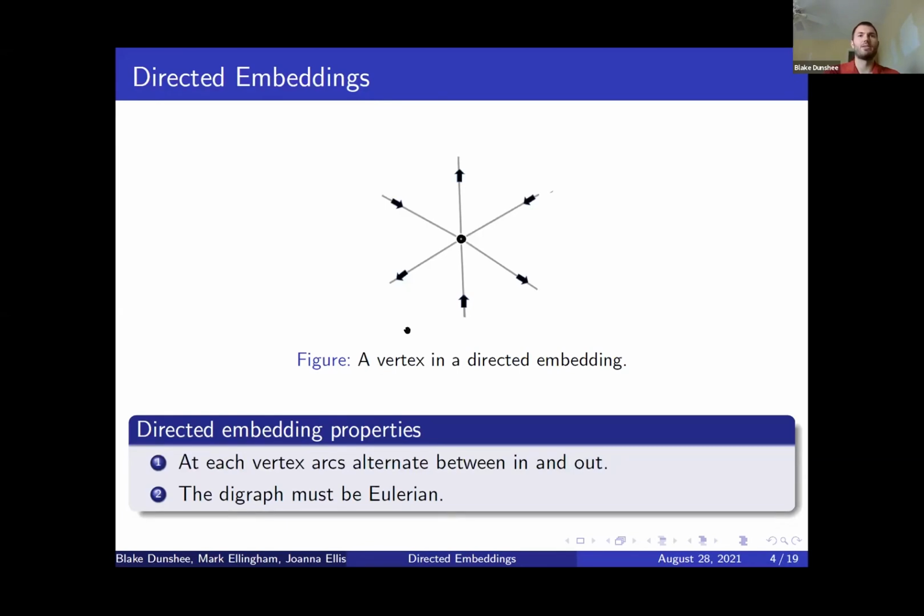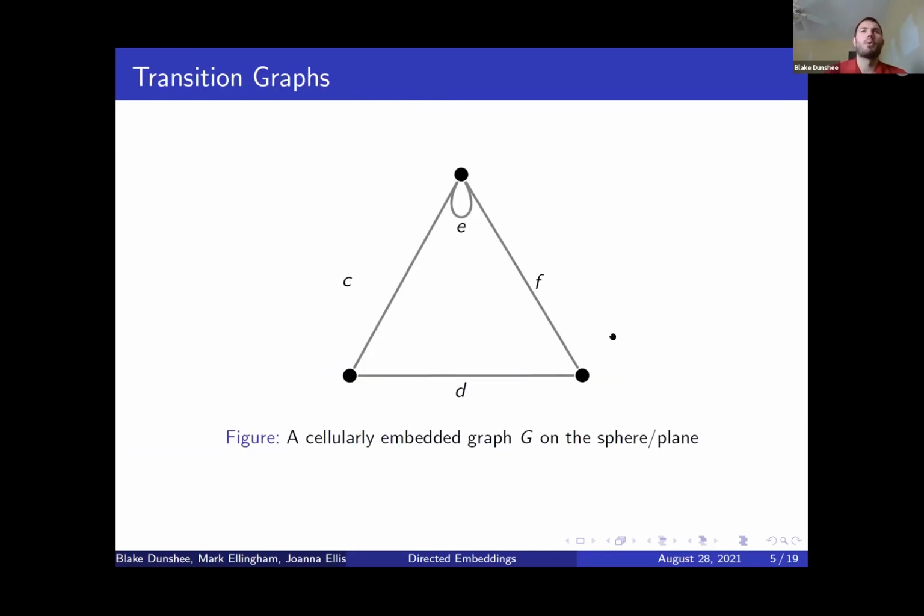And we also have to, at each vertex, have the edges alternate between in edges and out edges. So every vertex in a directed embedding has a pattern that looks like this, where the arcs alternate out, in, out, in, out, in, around the vertex. And this is going to be important because we are going to consider directed embeddings at the vertex level. We're going to look at the embedding and describe the embedding by what is going on at each vertex.